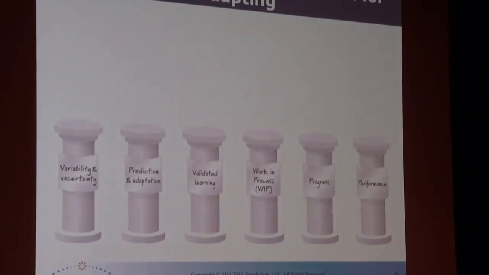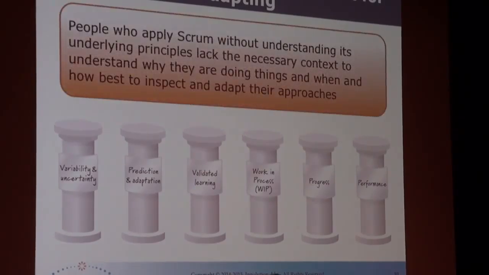All right. By principles, I mean things like these. These are categories of principles that underlie Agile. It's things like variability and uncertainty, prediction and adaptation. I'm not going to go through all of these. If you want a copy of the book, it's chapter 3 that works through all of these in detail. What I'm trying to suggest, though, is if you don't have this understanding in place, then you lack the context for actually applying Scrum in an effective way.